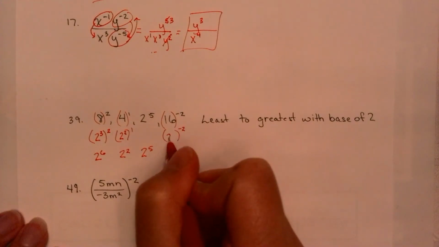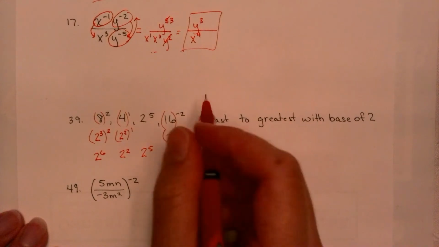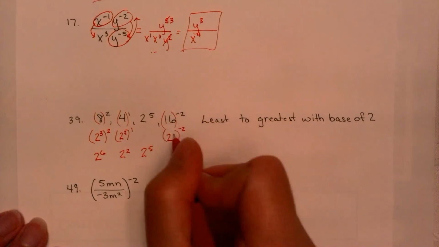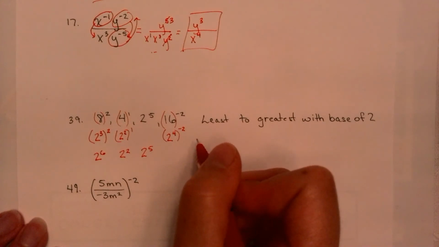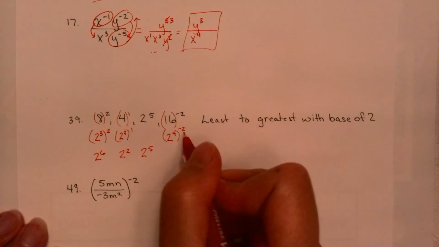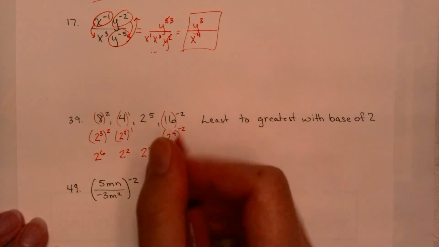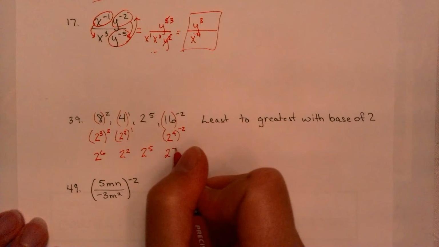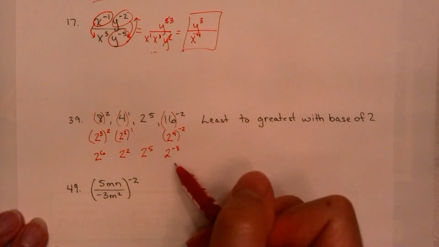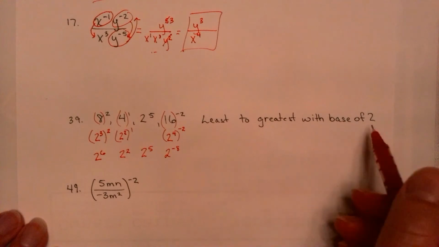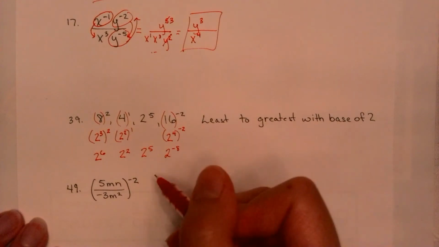I'd have 2 to what power to give me 16? Okay, and it's 2 to the fourth. 2 times 2 is 4, times 2 is 8, times 2 is 16. You have to think that out. And a power to power we multiply. So I'd have 2 to the negative 8. Now, I just told you how we don't leave negative exponents, but they asked us to write this as a base of 2. So I'm going to leave this alone. I'm not going to flip it.